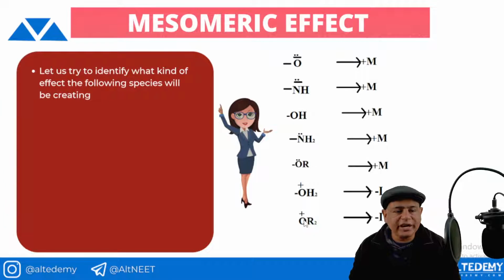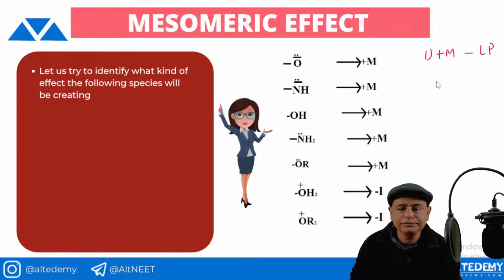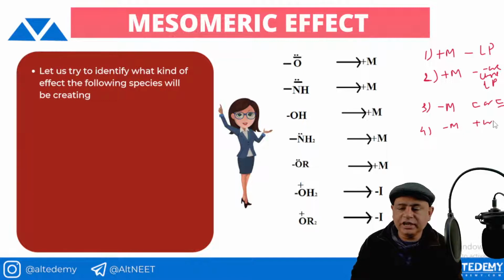Moving ahead, let us try to identify what kind of effect the following species will be creating. Just to remind you, we told you 5 things. First thing that we said, plus M: lone pair. Second thing, plus M: negative charge with lone pair. Third thing, minus M: double or triple bond. Fourth thing, minus M: positive charge, vacant orbital.